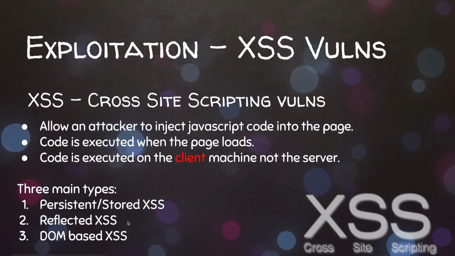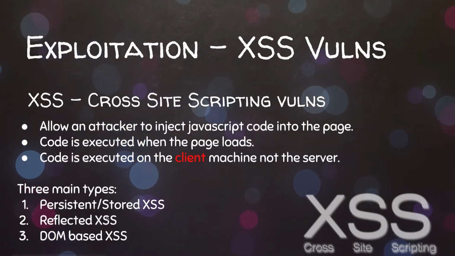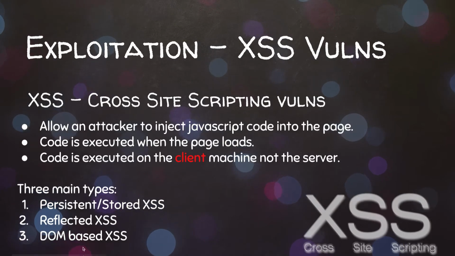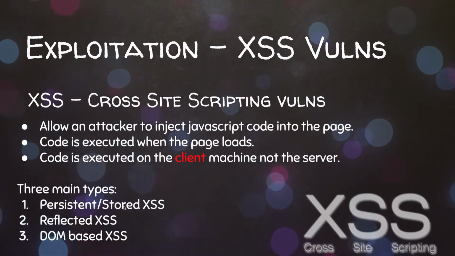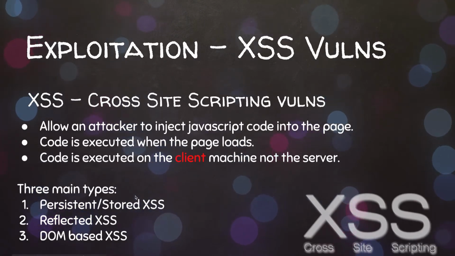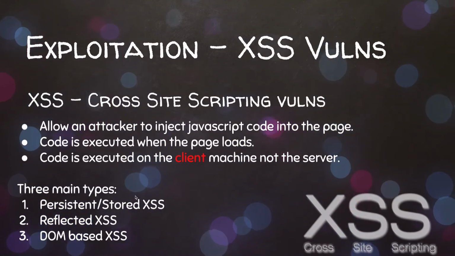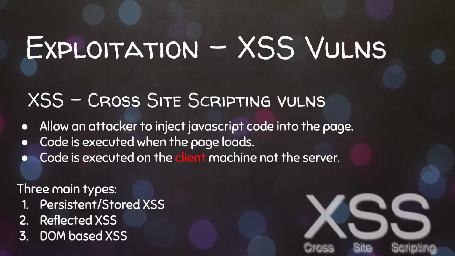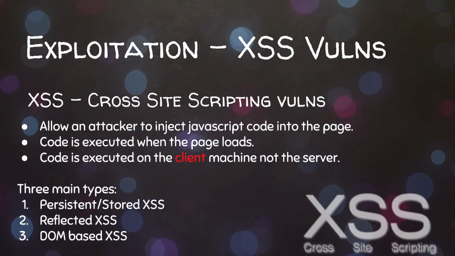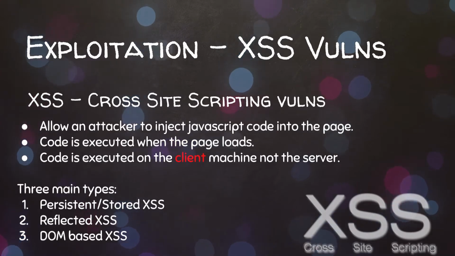There are three main types of XSS vulnerabilities: persistent or stored, reflected, and DOM-based. The stored XSS gets stored in the database, so the code that you inject will be stored in the database or in the page, so that every time any person views that page, your code will be executed.